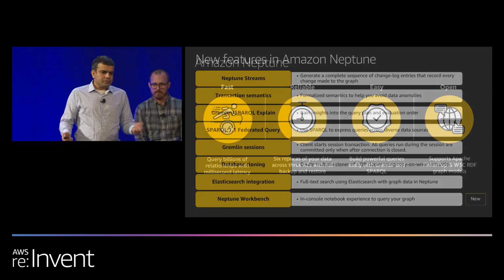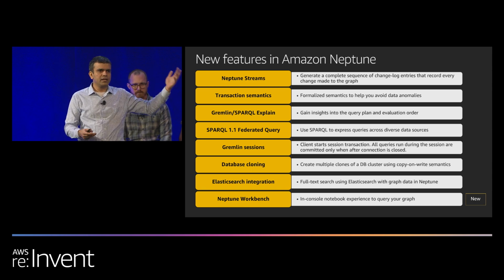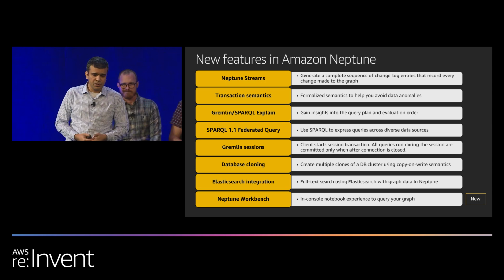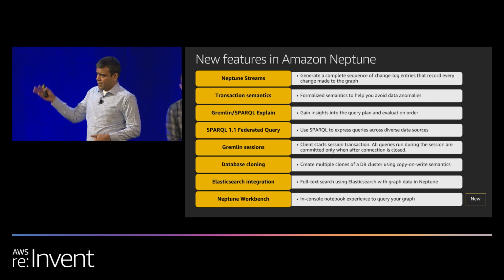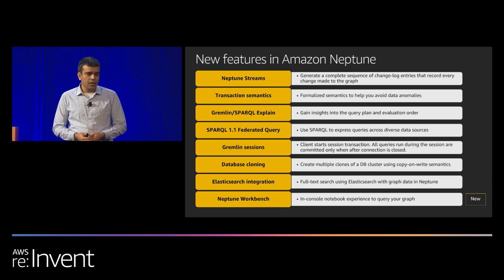Now, there are a set of features that we introduced in the last 3 months, and this is a growing list. And every month I look at this and say, oh, I need to update a couple of rows and just add new features to this. Of this, I would call out the last one, the Neptune Workbench, which we announced at re:Invent, and it's live for all customers yesterday afternoon.